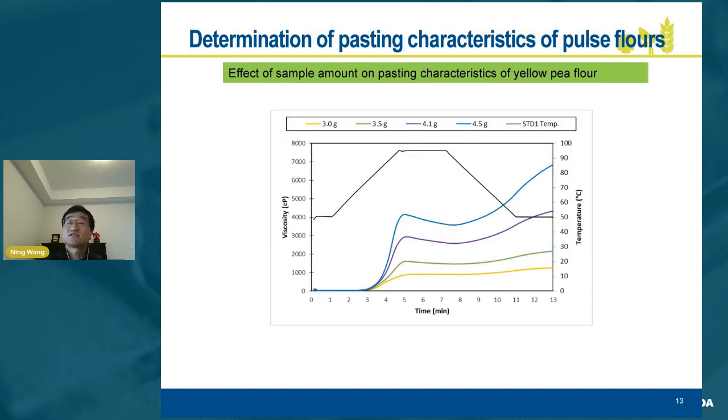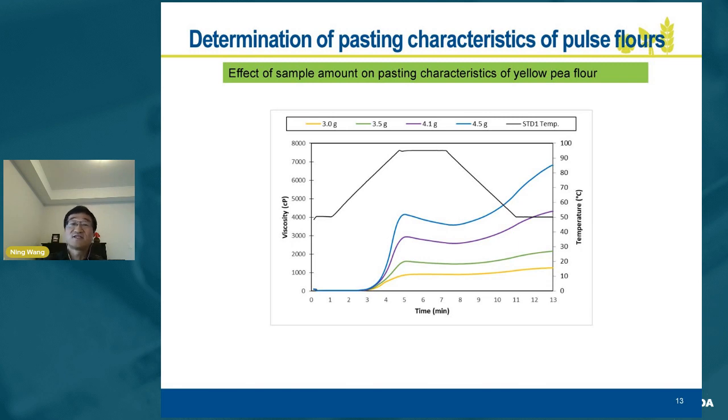Also, we look at the effect of the sample amount on the pasting characteristics to determine the appropriate amount of sample used for the testing. In the literature, various amounts of sample are used, so it is hard to compare the results.